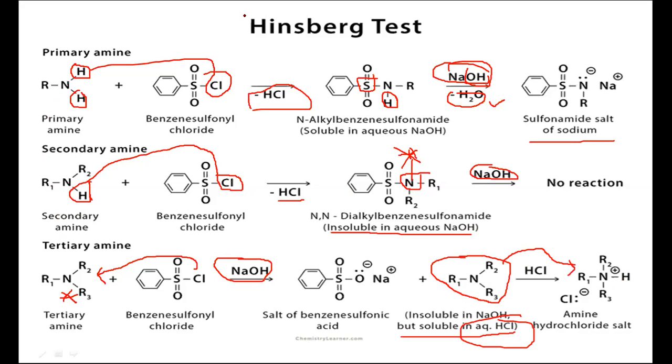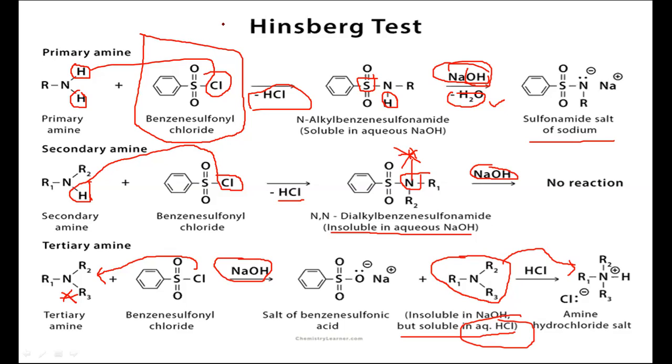In this way, from a mixture of primary, secondary, and tertiary amines, the amines are separated by a method called the Hinsberg test. Can anybody tell me what is the reagent used in the Hinsberg test? Yes, sir. What is the reagent used in the Hinsberg method? Benzene sulfonyl chloride is used.